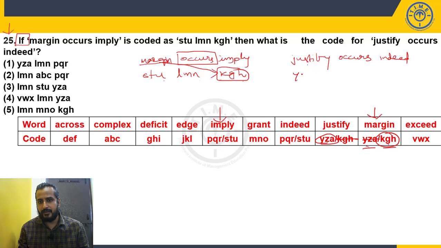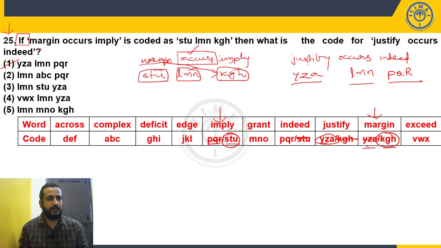So justify YZA. Right. Now come to the word imply. Imply PQR or STU. But in this clue, what is given? STU. So when imply is STU, indeed must be PQR. So indeed PQR. Now what is the one leftover word? Occurs, and the leftover code LMN. So occurs code LMN. So YZA LMN PQR. Choice 1. So your answer is choice 1. Fine.